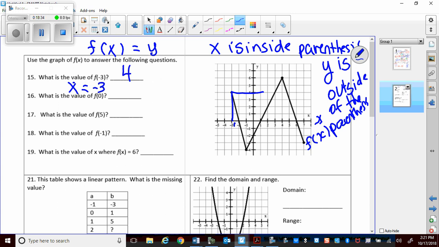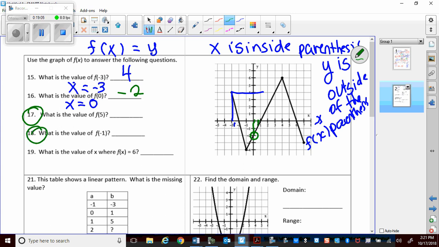Number 16, it says, what is the value of f of 0? It's inside of the parentheses, so x equals 0. You go to where x equals 0. That means you don't go left, you don't go right. You just stay at the origin, and you go down to your y value. There's my y value. It's -2. You should be able to do 17. You should be able to do 18.